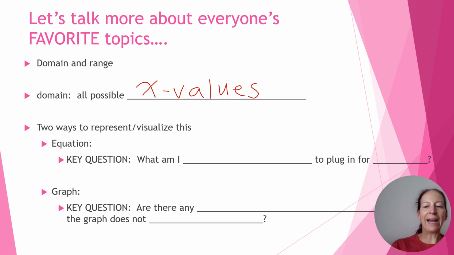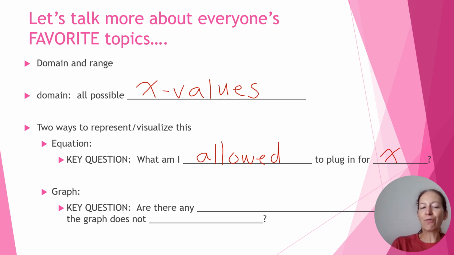So with a quadratic, well, with any of them, here's your key question. What am I allowed to plug in for my X value? What kinds of numbers can I put into this equation and get numbers out? And the flip side of that is, is there anything I'm not allowed to plug in? Is there anything that's going to cause this to error? It's going to make my calculator error. It's going to cause something to come out undefined. Okay, that's the kind of thing we want to ask.